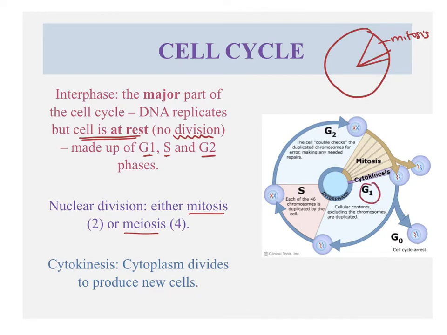Now G1 is there to increase the cellular contents. So cellular contents excluding the chromosomes are duplicated. That could be our organelles. Remember we've said that mitosis is an active process, so we're definitely going to need some more mitochondria. There ain't no way I can undergo cell division without lots of energy. So that's going to be producing our ATP. That's going to be undergoing respiration.